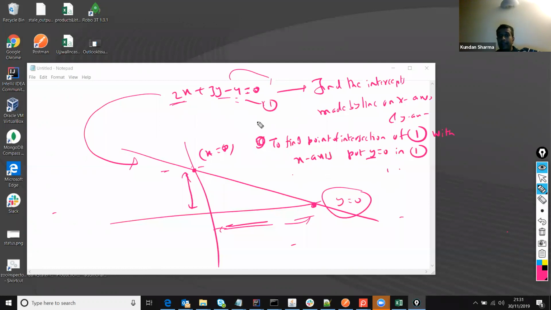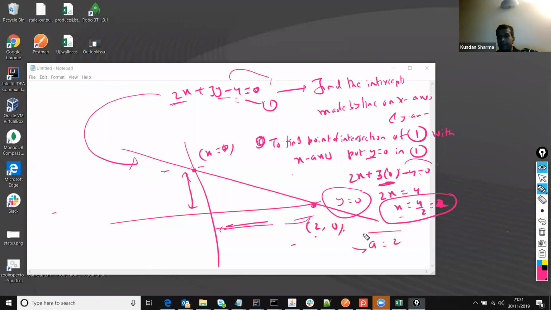So I'll simply write 2x plus 3 times 0 minus 4 is equal to 0. So this will become 2x, this will become 0. Minus 4 will go on the right hand side. This will become 4. And x equals 4 by 2, which is 2. So the value of x is 2, which means that this value is 2 and y is 0. So we know that the intercept made by the line on x-axis is definitely 2. Is it clear, Apur? Yes. Agrima, is it clear?